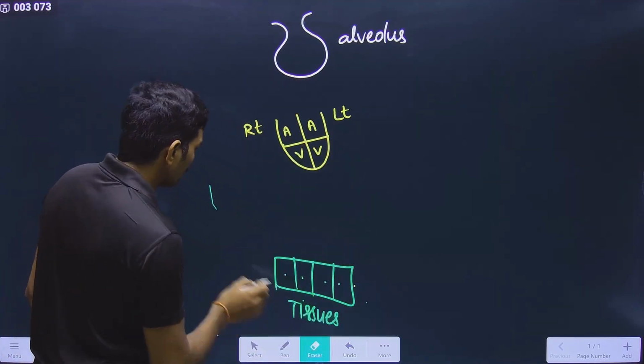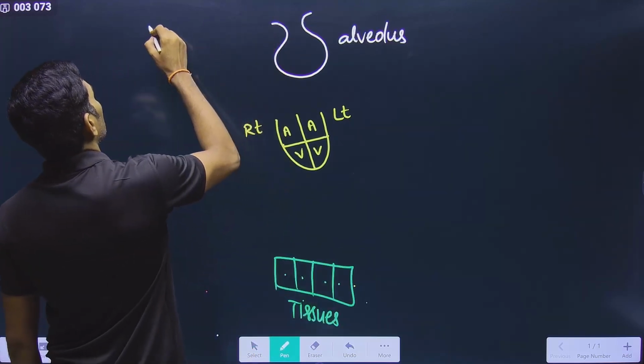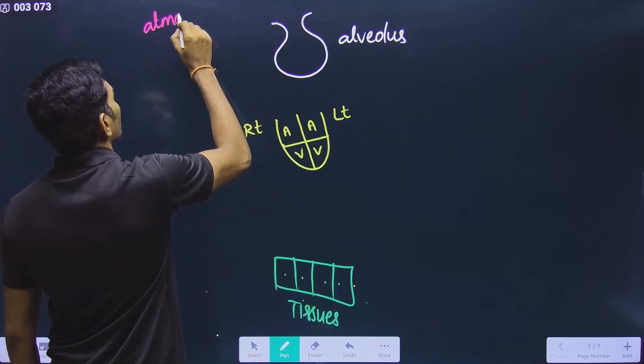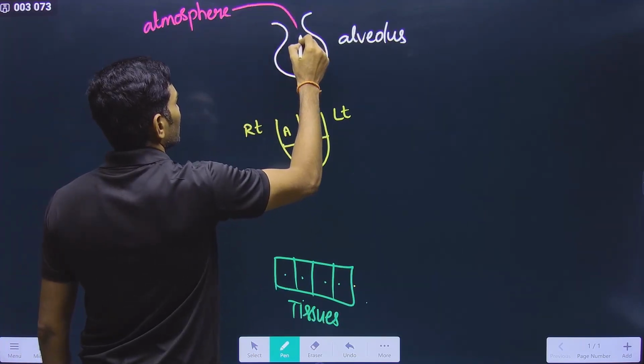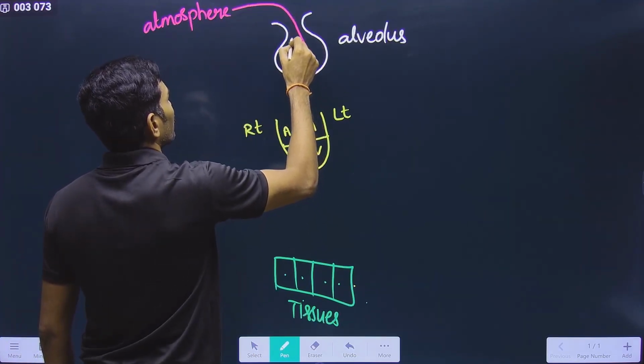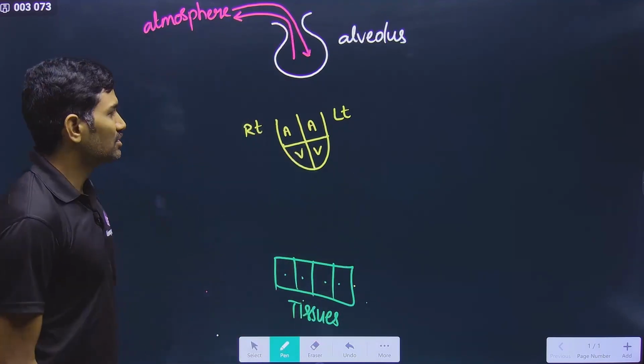First we are talking about the atmosphere. From the atmosphere, the air is going into the alveoli. From the alveoli, air is going into the atmosphere. And this is what we are talking about.